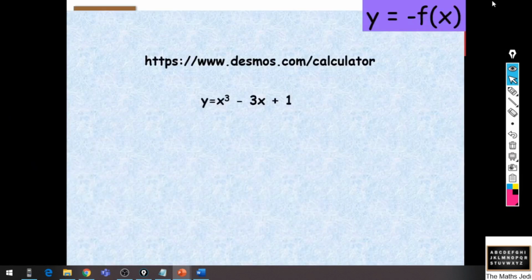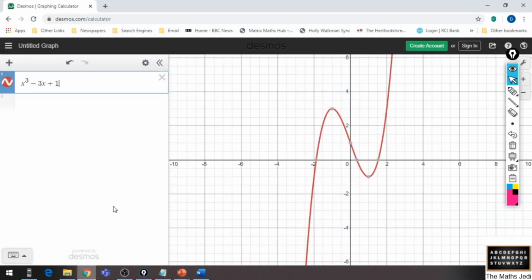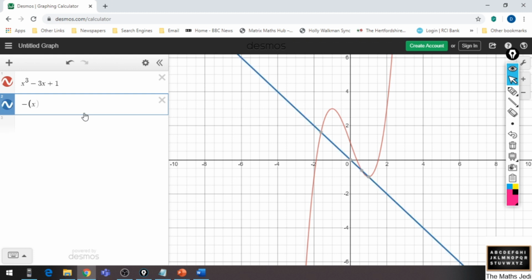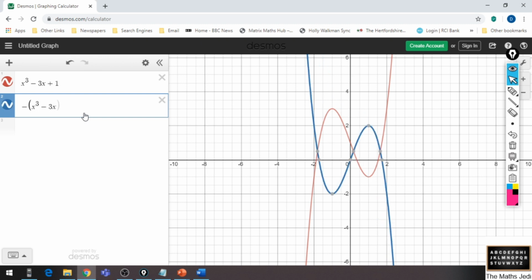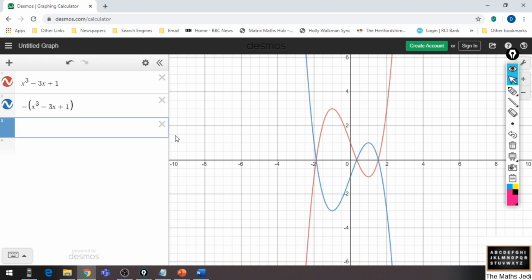What transformation we're looking at is minus f of x. So I'm going to think about minus f of x. Here's my basic function, and now I'm going to think, well, what's minus that going to look like? So I'm going to put in the equation of the graph, minus x cubed minus 3x plus 1, close the bracket and press equals, and you can see what's happened.